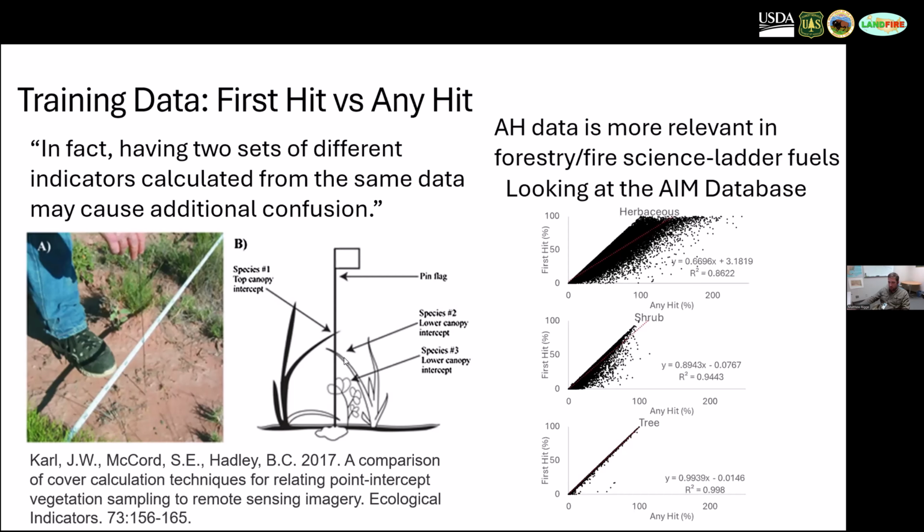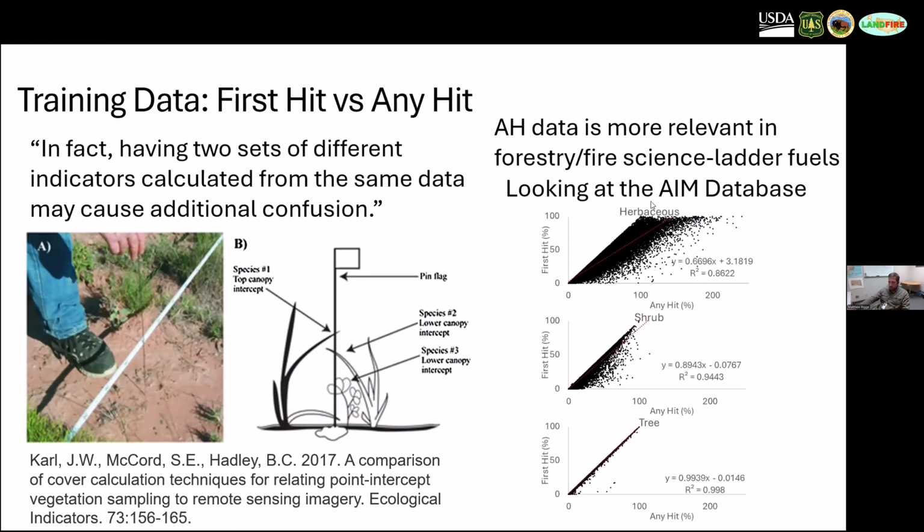This creates confusion because Landfire is trained on any hit data, and the fractional veg cover products are going to be trained on first hit data. So for forestry fire applications like Landfire focuses on, the any hit data does make a lot of sense because you need to think about ladder fuels and how that all operates.